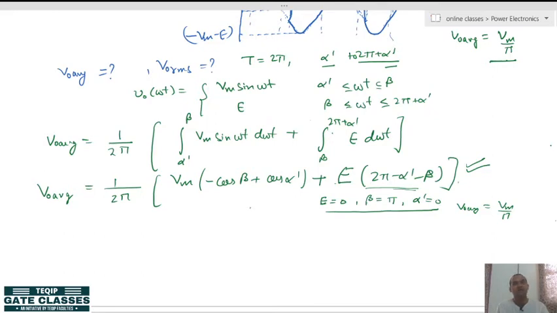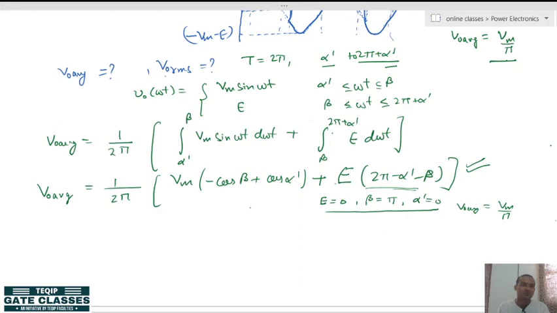Suppose for a single phase full wave rectifier with R load, we know that the average output voltage is given as 2 Vm upon pi. Now if I give you some modified circuit, but it is in the category of single phase full wave circuit, then after modification, whatever equation is coming, if you make that equation again with conditions equivalent to the R load, then the average output voltage must come 2 Vm upon pi. So this is how we check whether the average voltage which we are calculating is correct or not.